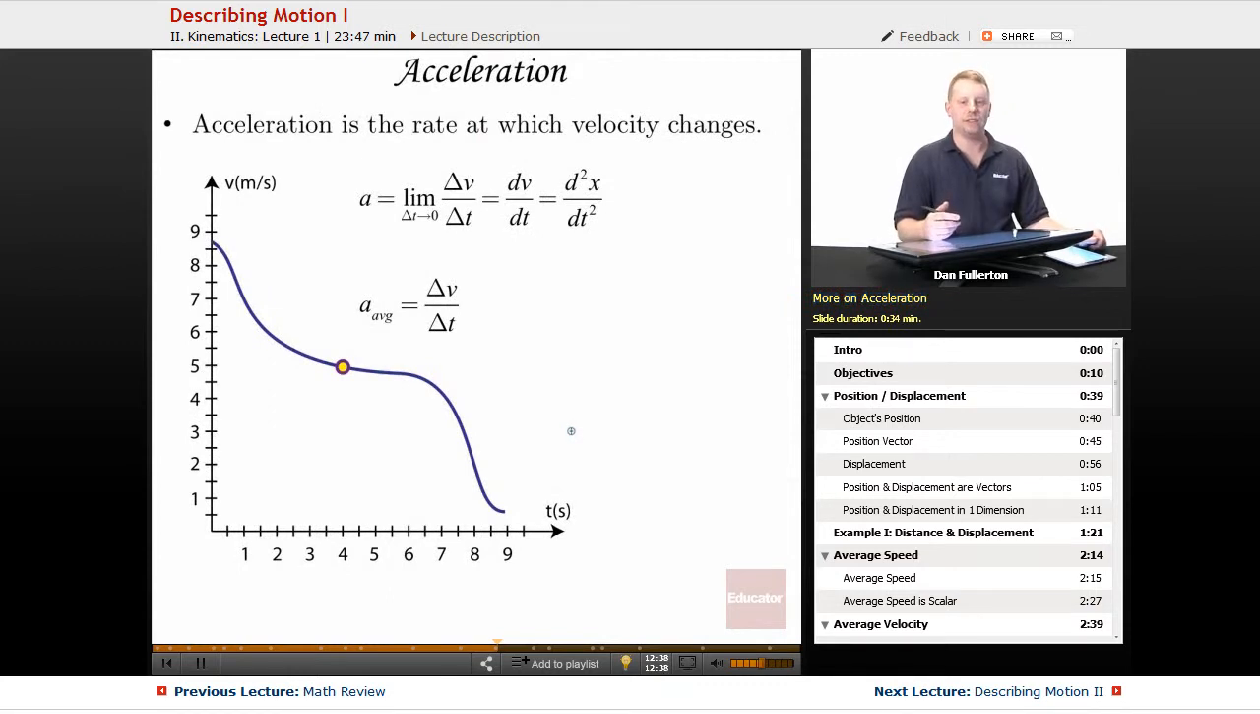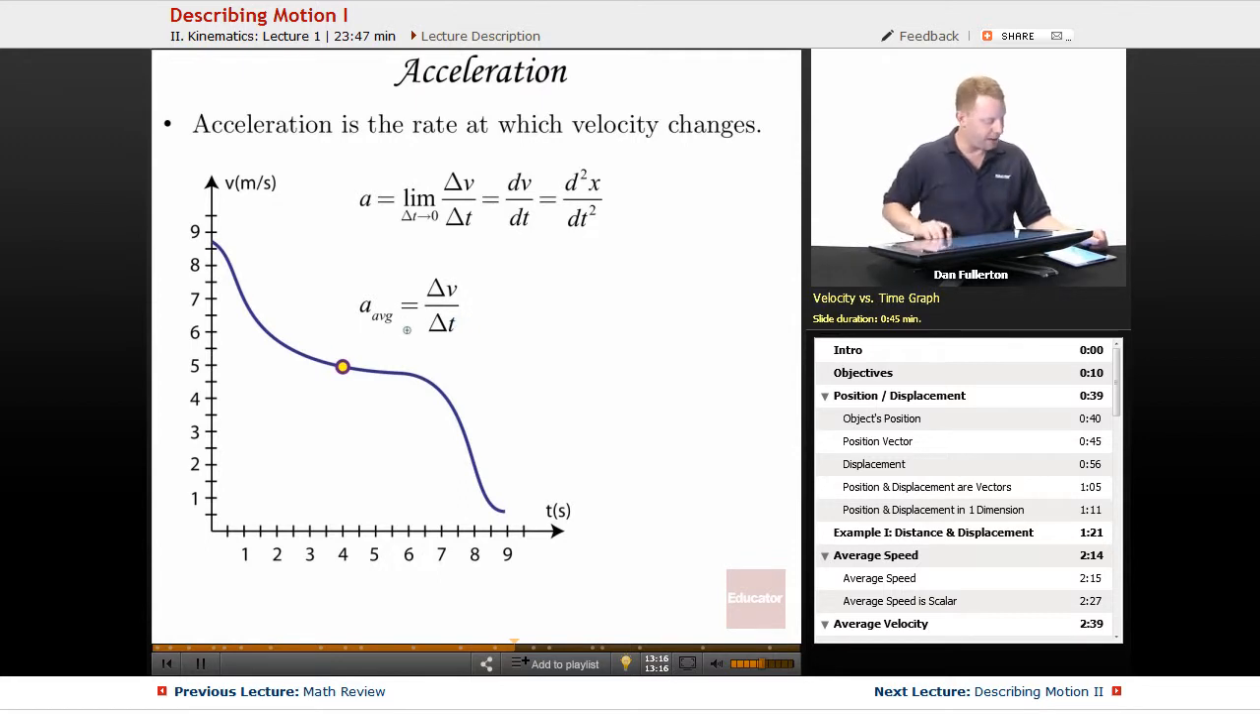Now, acceleration is the rate at which velocity changes. So acceleration is the limit as delta t goes to 0 of delta v over delta t. Like we said, we make that time interval shorter and shorter. Or it's the derivative of velocity with respect to time. And since velocity is the derivative of position, that's the second derivative of x with respect to time. Note that we write that as d squared x over dt squared. Not really squaring anything. This is talking about the second derivative, to take the derivative of the first derivative. Or the average acceleration is delta v over delta t.